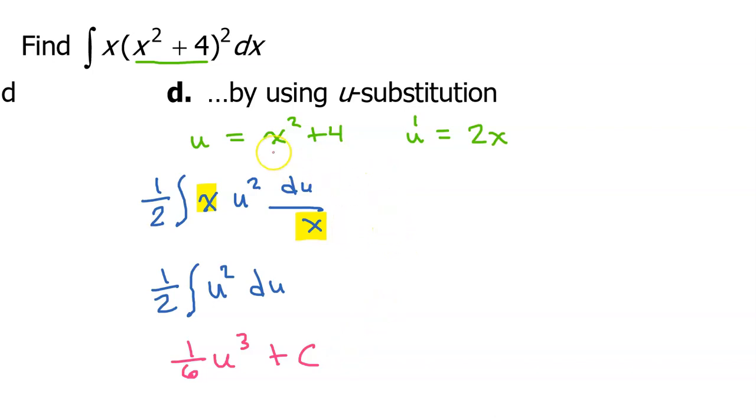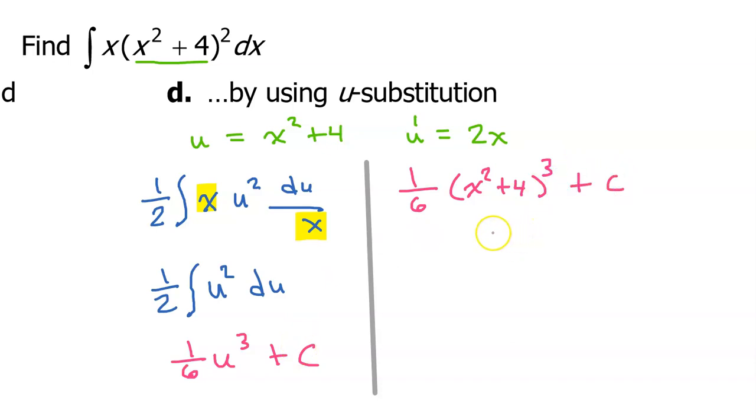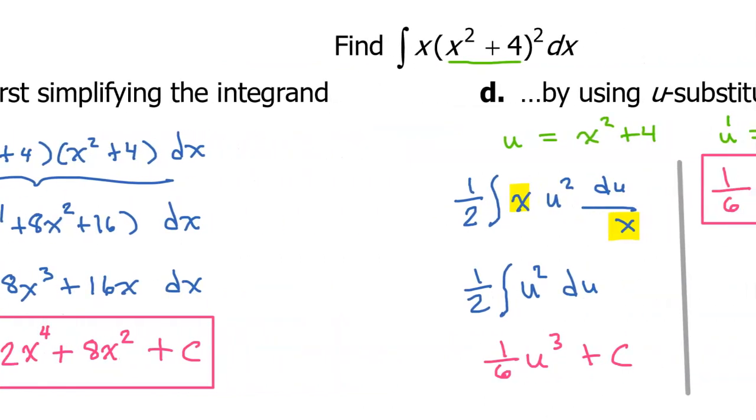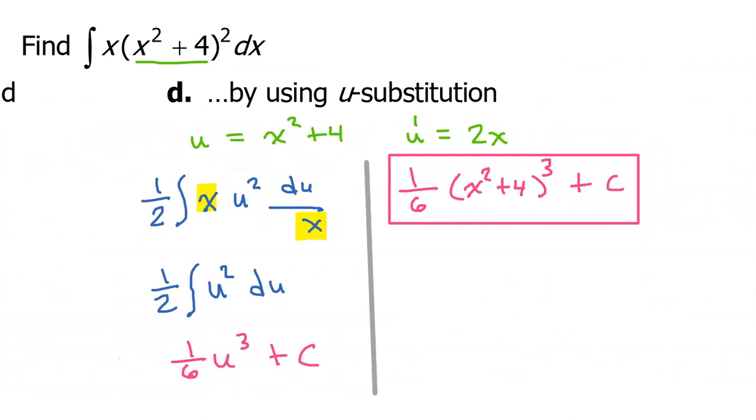Let's go ahead and put the u back in and kind of see what we have. So we have 1/6 times u cubed. So that'll be x squared plus 4 cubed, and then plus c. So this would be the answer. When we compare this to the previous result, they do not quite look the same. So just for fun, let's expand this out and convince ourselves that they are actually the same.